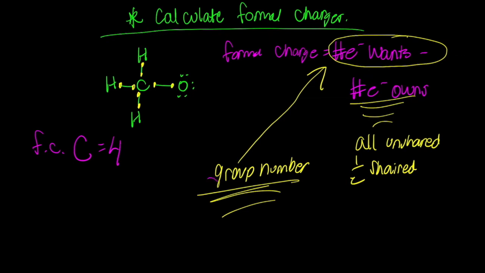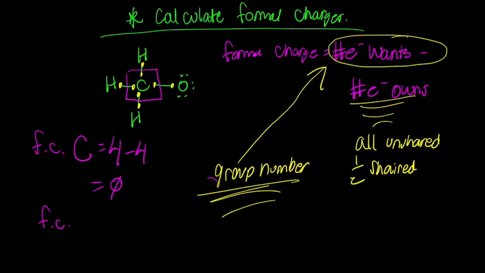It's the group number. Now, how many electrons does carbon own? We count half the bonds. So I use boxes rather than circles for this math. How many electrons are in that box? 4. So the formal charge of carbon is equal to 0.